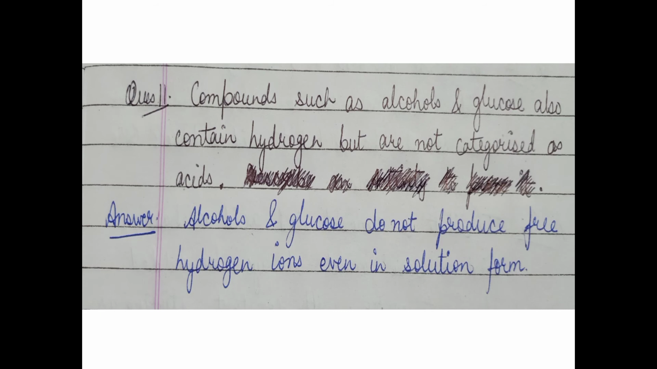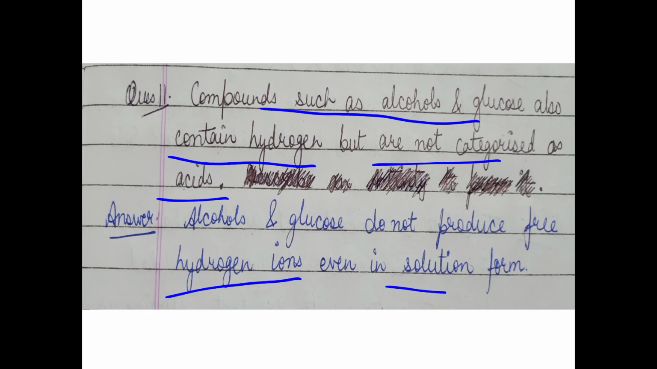Question number 11. Compounds such as alcohols and glucose contain hydrogen, but they are not categorized as acids, because only those things are considered acids which produce hydrogen ions in solution form. But alcohols and glucose don't produce free hydrogen ions even in solution form. That's why they are not categorized as acids, even though they contain hydrogen.